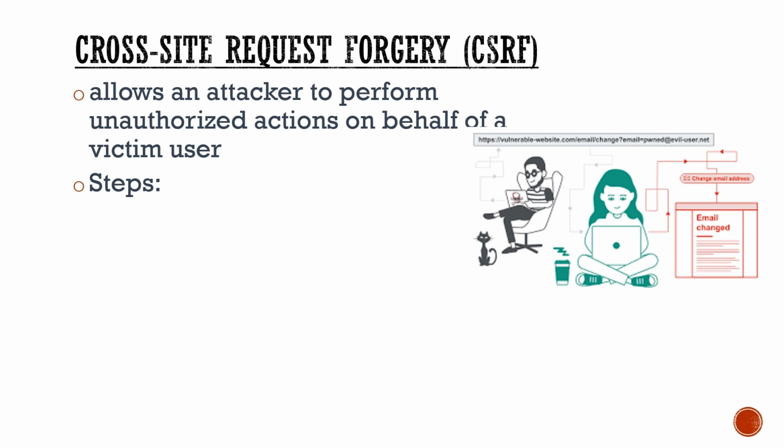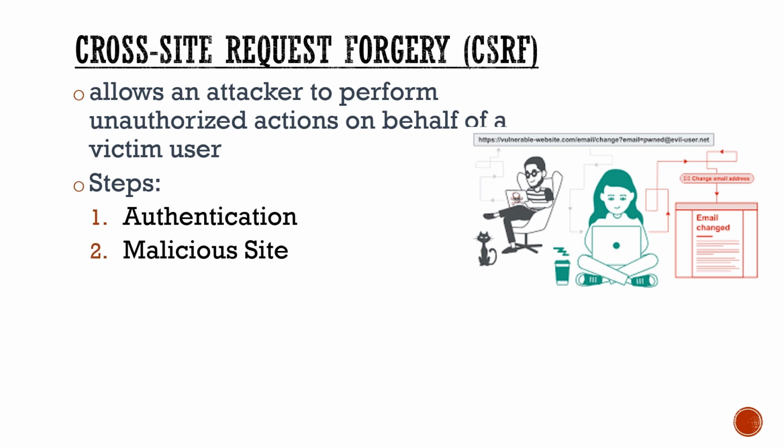CSRF attacks typically involve the following steps. First is authentication, wherein the victim user logs into a website and gets authenticated, receiving a session cookie or other authentication tokens that prove their identity to the server. And then the attacker creates a malicious website that contains a hidden or disguised form or URL. This form will trigger actions on website A, such as changing account settings, making financial transactions, or submitting sensitive data.